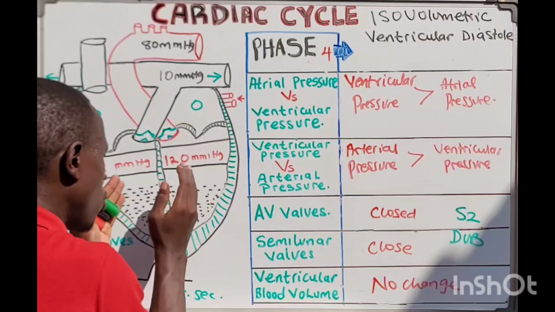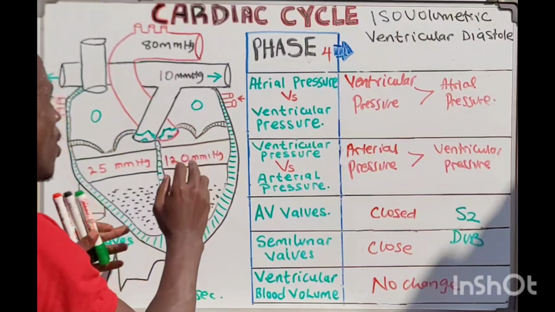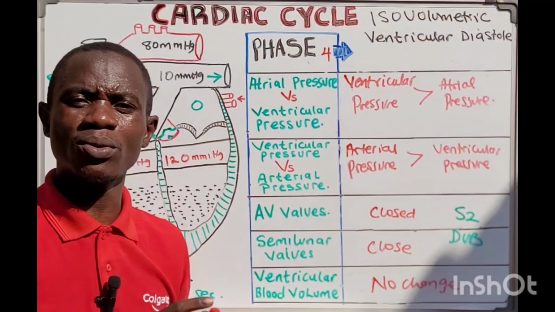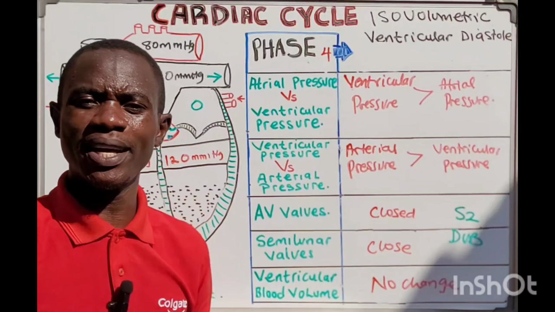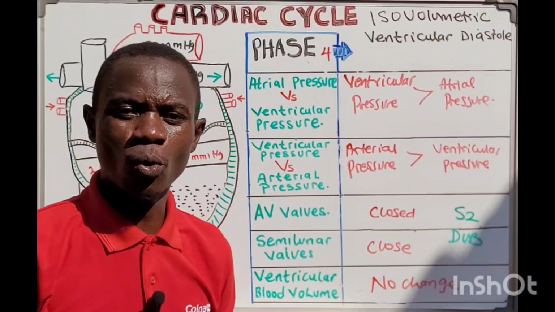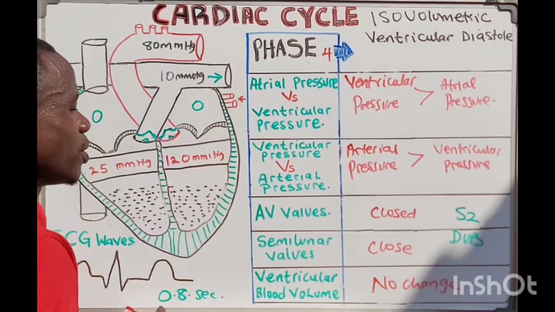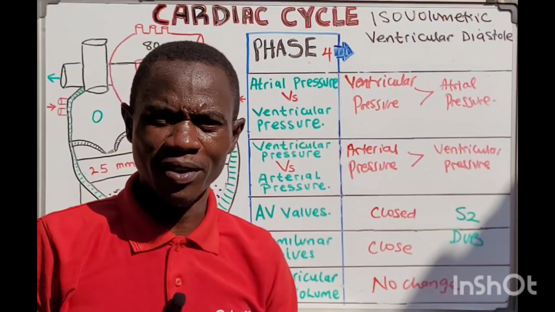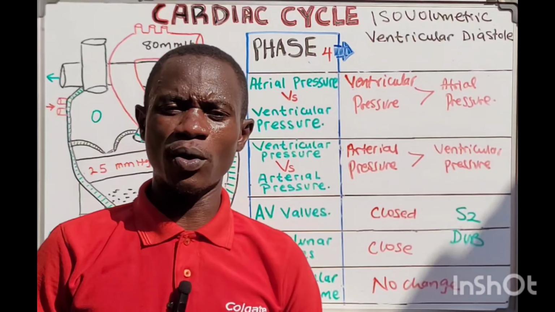If the pressure drops lower than the pressure within the atria, it means we are now going to be entering the first phase of the cardiac cycle, which we said is the mid-to-late ventricular diastole, where we are going to have the AV valves opening as the blood moves back into the ventricles. And of course, this is going to be a recycling process, and that's why we call it the cardiac cycle.